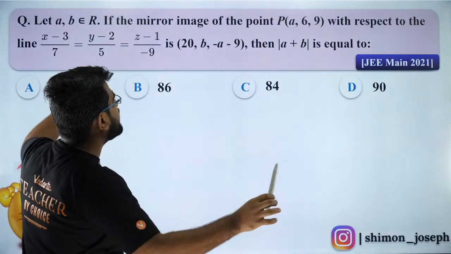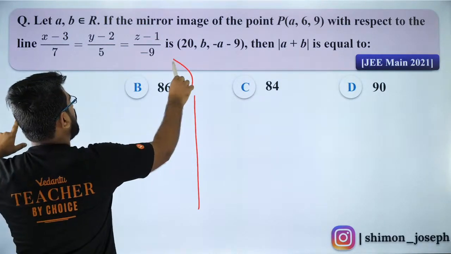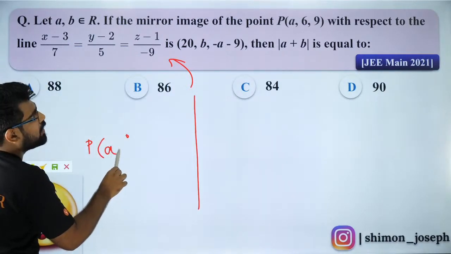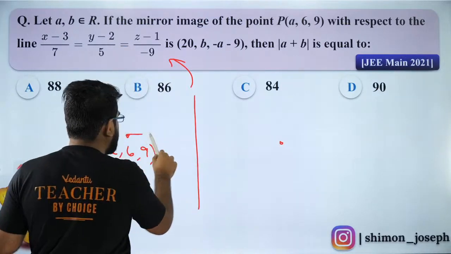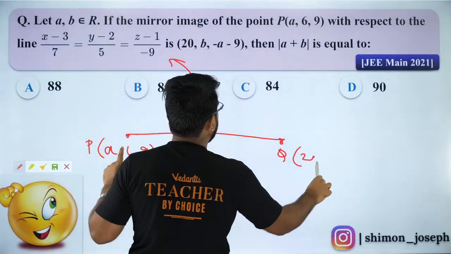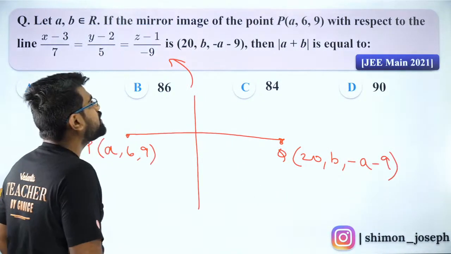So please understand, guys. You have a line. What is this line? This line is this one over here. Now P is a point here. Let's call it A, 6, 9. Now Q is the reflection of P about this line. So Q is 20, B, minus A, minus 9. Are you clear with that, my dear students?